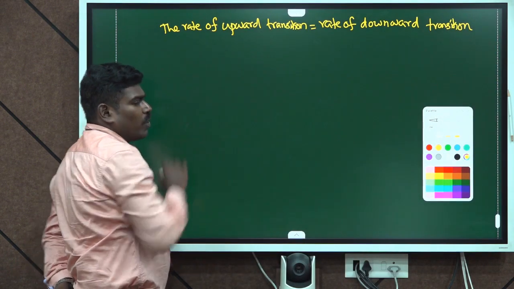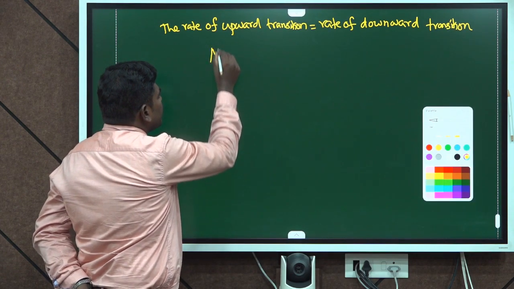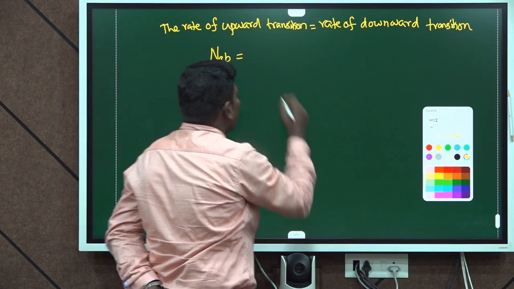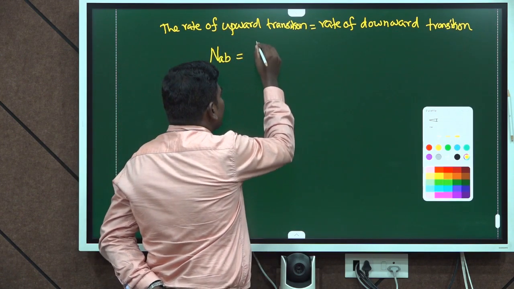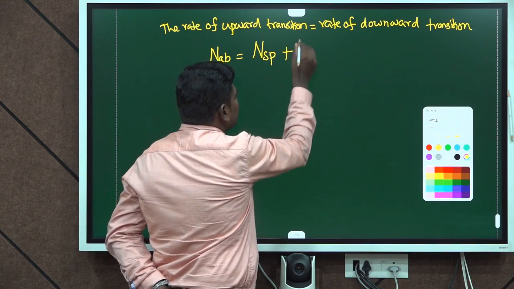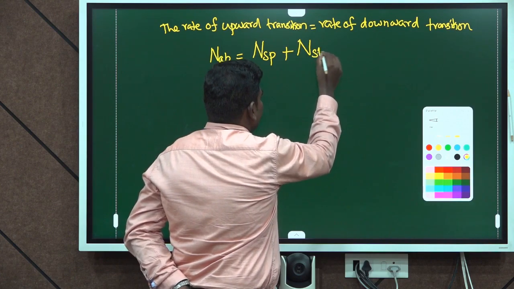The upward transition occurs only for stimulated absorption. Stimulated absorption is N AB, equal to the rate of downward transition. There are two processes: spontaneous emission plus the rate of stimulated emission.